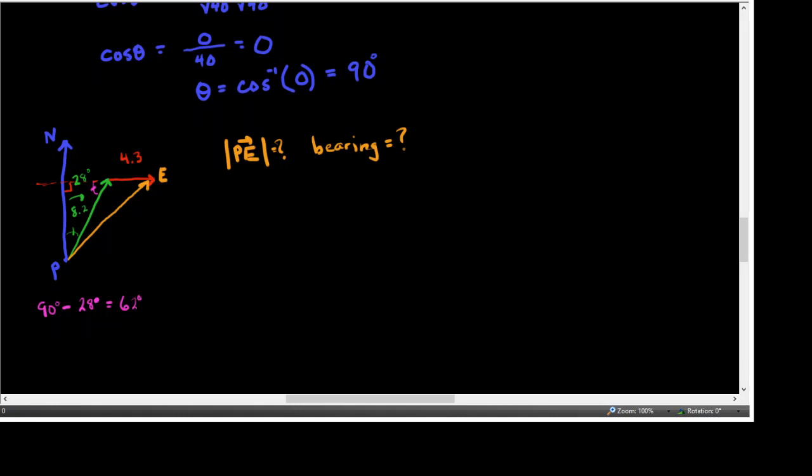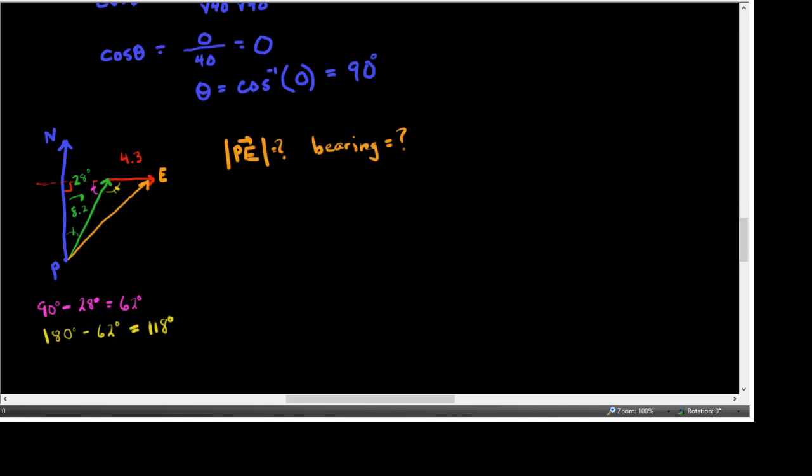And then the next angle I want to find is this one. And because the east line is a line, those two angles, the pink one and the yellow one, must be supplementary. So that angle is going to be 180 minus 62. So that's 118 degrees. Okay.